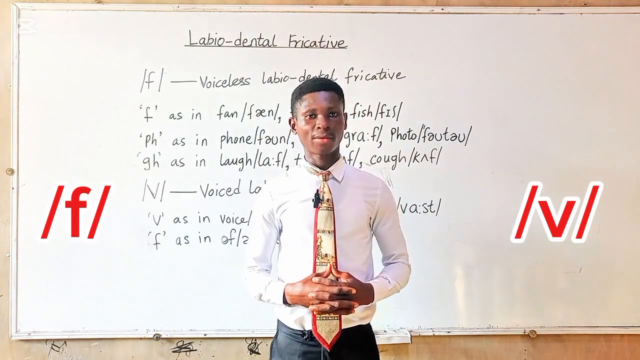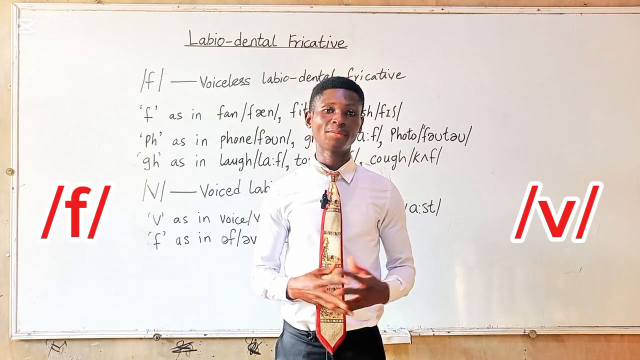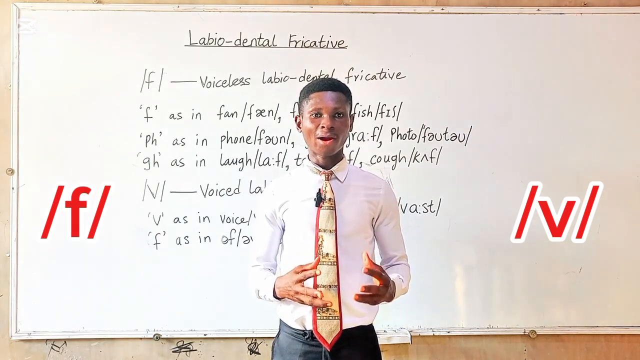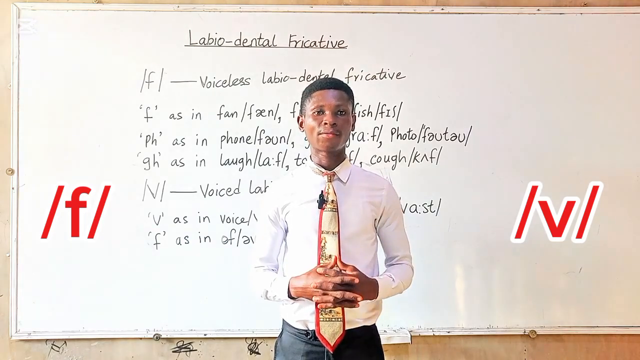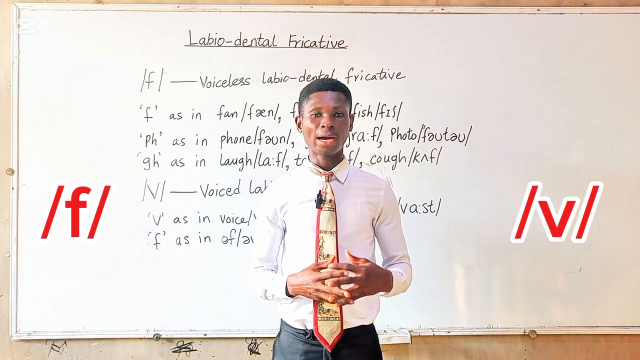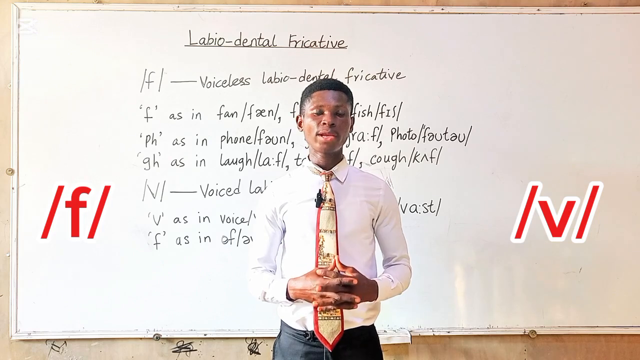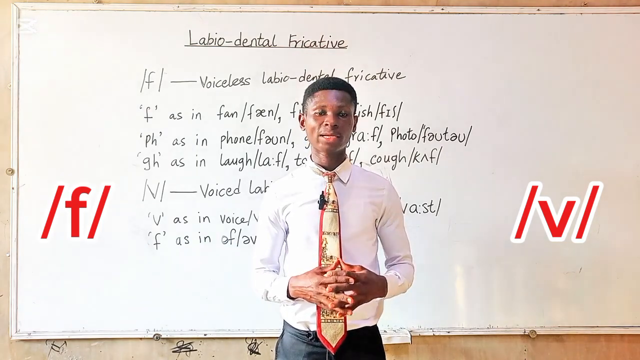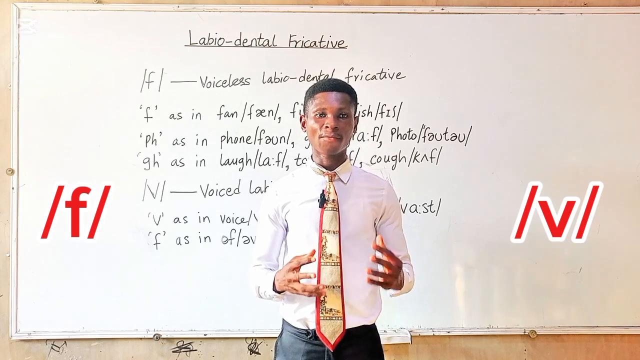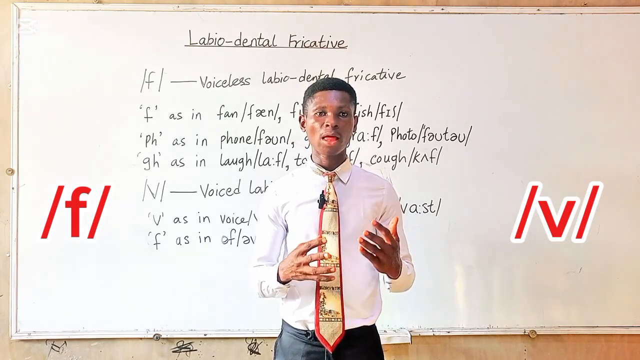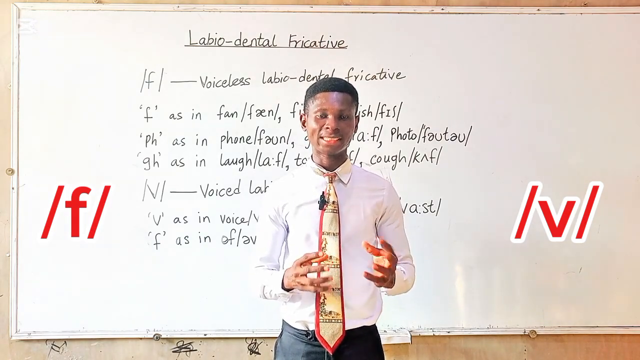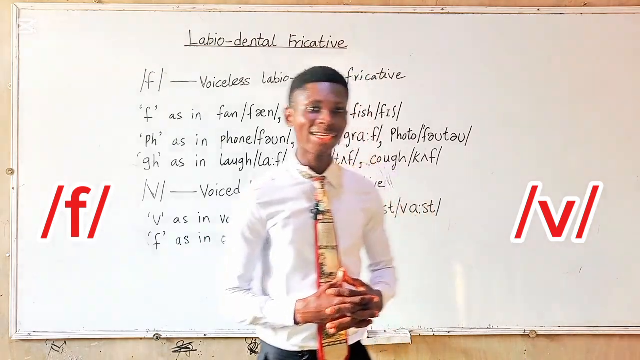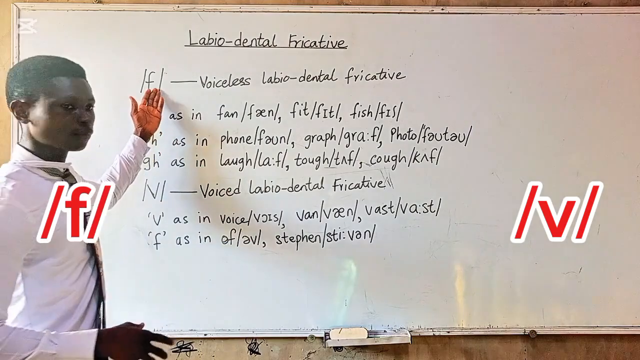Labio is from the word lip, whereas dental is used to describe the teeth. So this particular group of sounds are produced with the help of the upper teeth and the lower lip. That is to say, when you articulate any of the labiodental fricative sounds, the lower lip makes contact with the upper teeth, forming a hollow space, and the air rushes out through that hollow space, making a sibilant sound. So the very first labiodental fricative sound we have here is the /f/ sound.